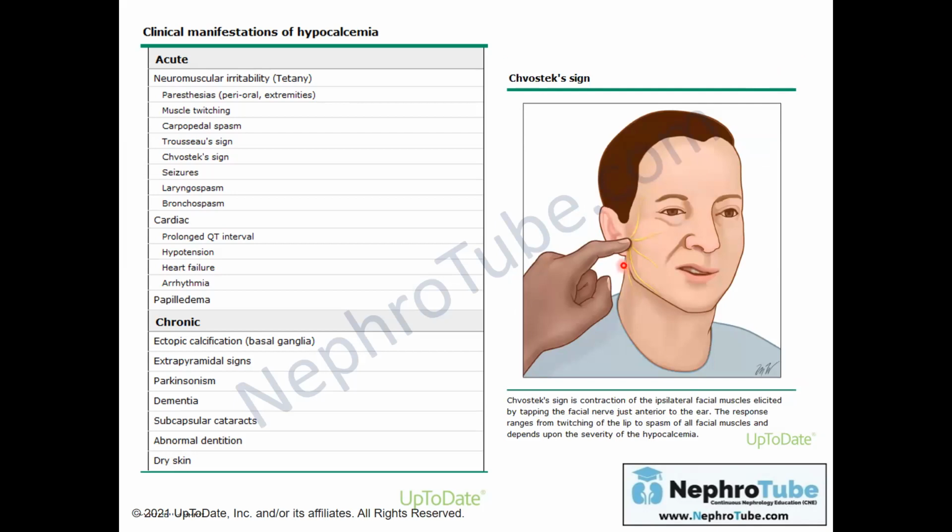Also, to induce the hyperexcitability of hypocalcemia in this patient, we can elicit the Chvostek sign by tapping of the facial nerve along its course. This will cause ipsilateral contraction of the facial muscles on the same side where you tapped. This is also due to increased hyperexcitability and response of the nerve. In case of chronic hypocalcemia, you may find basal ganglia calcification, extrapyramidal signs, Parkinsonism, and dementia. All are central manifestations. Also, there may be cataracts and finally dry skin.